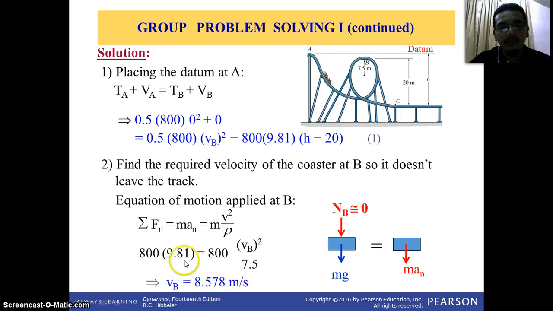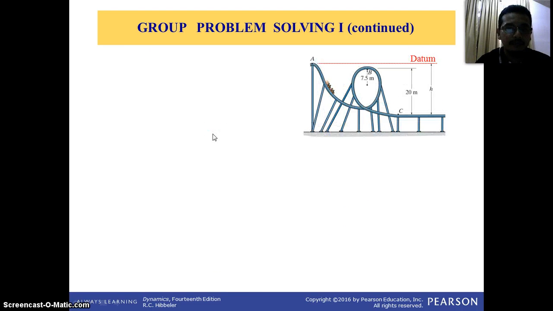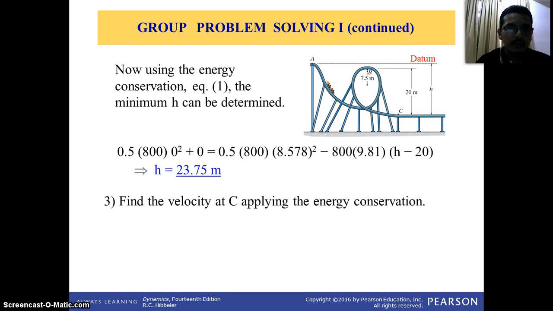Once we get this vB, we put it into the first equation in order to get the height. So now we use the energy conservation. We can put in this velocity of vB, so we can determine h as 23.75.